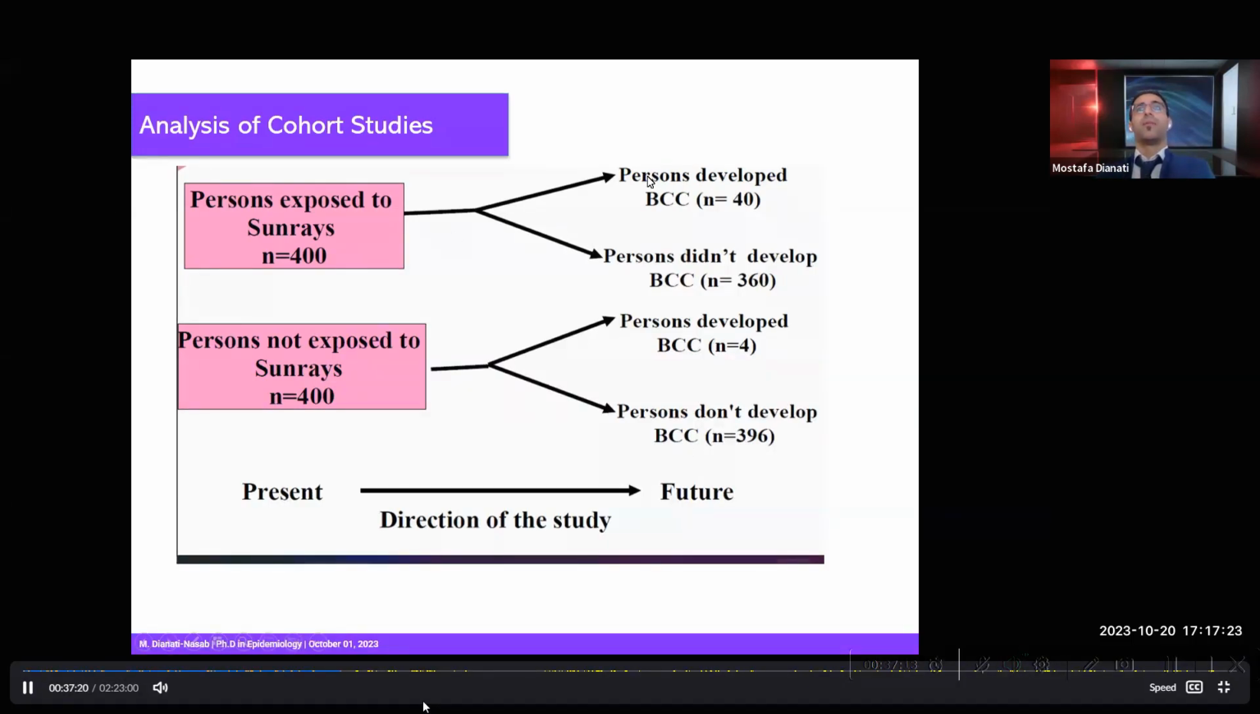So these people, 40, had exposure and they became sick. But 360 people don't have any disease. Okay. And if you simply put these numbers in your formula, you will have your relative risk.